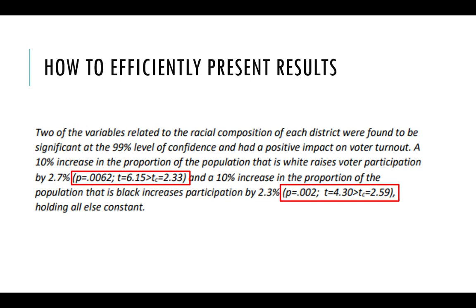So here I'm talking about a result that's significant. I'm indicating my p-value 0.0062, clearly significant result. I've given you my t-statistic. T is 6.15. It's greater than the critical T of 2.33. And I'm doing that for all of my significant variables, right? This is pretty efficient. You don't have to say the same thing over and over again. Please give me this kind of information so that we can kind of check you off as having done this and showing that your test passes the t-test, right?